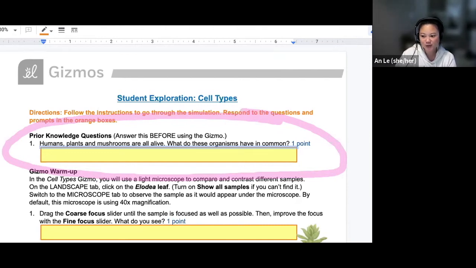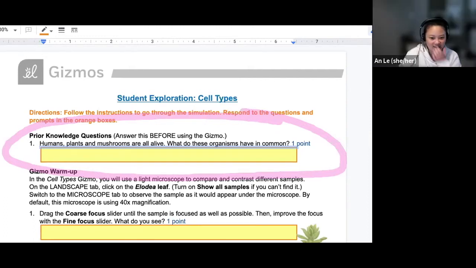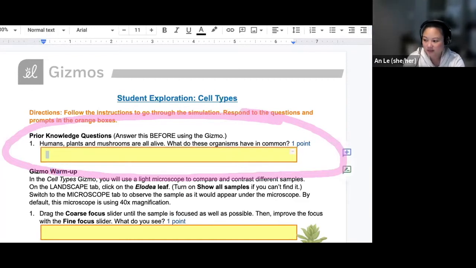What do humans, plants, and mushrooms all have in common? They are made of cells. Yes, they are made of cells. So that's one thing. There are others as well. Let me just type it in here. So again, you can copy what's being written here. Made of cells. Obviously, I'm not typing in complete sentences here.